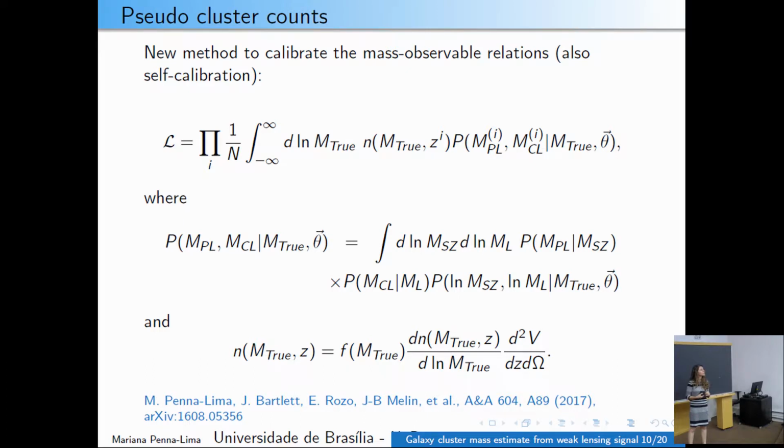Any other question? So I have a question, very naive. Can you repeat the physical meaning of the slope?